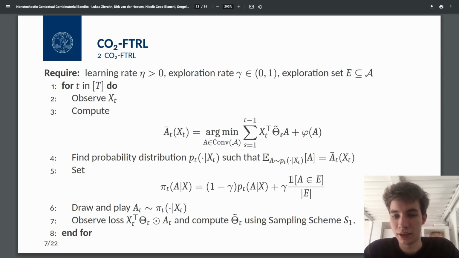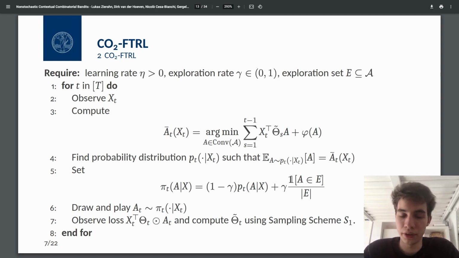Theta tilde s here is, in this case, a biased estimator of the actual theta. And the bias is going to be controllable in our analysis. You can also use theta hat, which we're going to look at in the next slide, which is going to be an unbiased estimator. But here we are using theta tilde. And now we have our point a bar t that we would love to play but cannot, and we have to find a distribution over the action set such that in expectation we are playing a bar t. This in general can be computationally hard, but there are many cases for which an efficient solution exists. Then we mix in some exploration, and we draw the action we play.